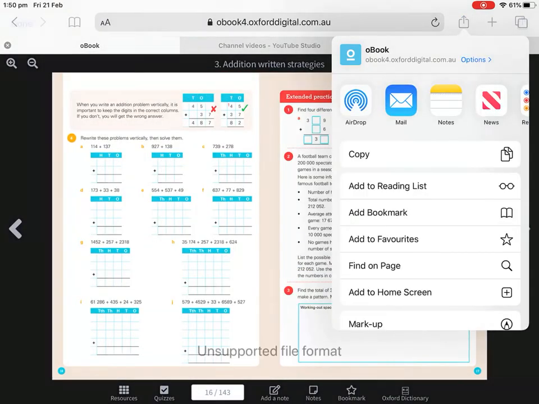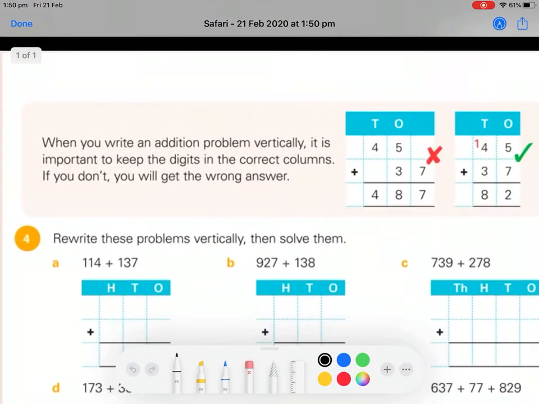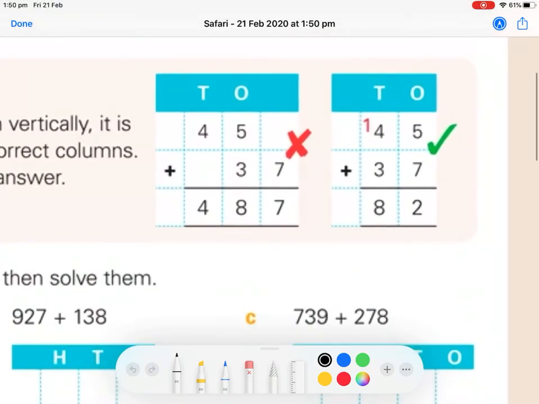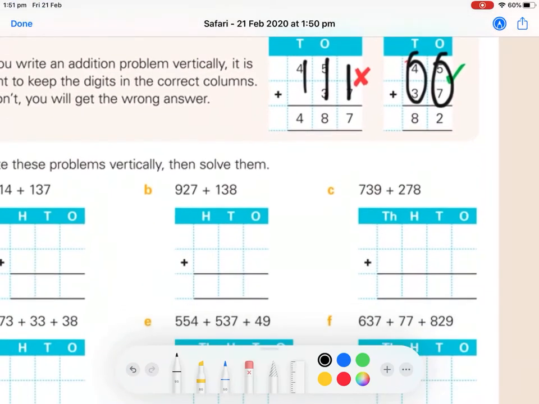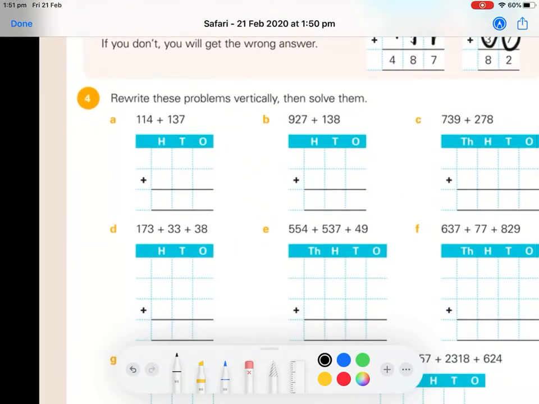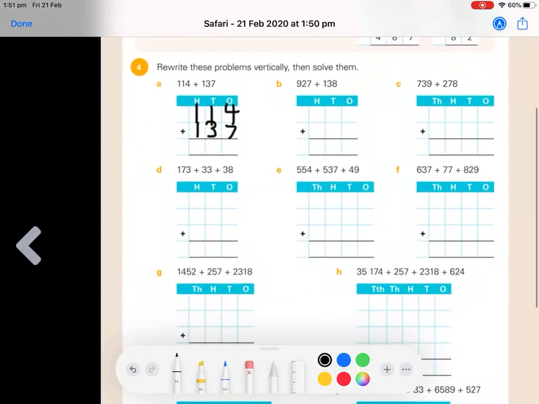Let's get that going. Okay. When you write an addition problem vertically, it is important to keep the digits in the correct columns. If you don't, you will get the wrong answer. So you can see they've got 45 plus 37, and you can see they've lined them up wrong. The 1s and the 10s aren't lined up properly, but this one they've lined up the 1s, lined up the 10s. So they're going to get you to write these out yourself. So when you're writing them in, 114 and then 137, just make sure you're doing them in the correct columns.